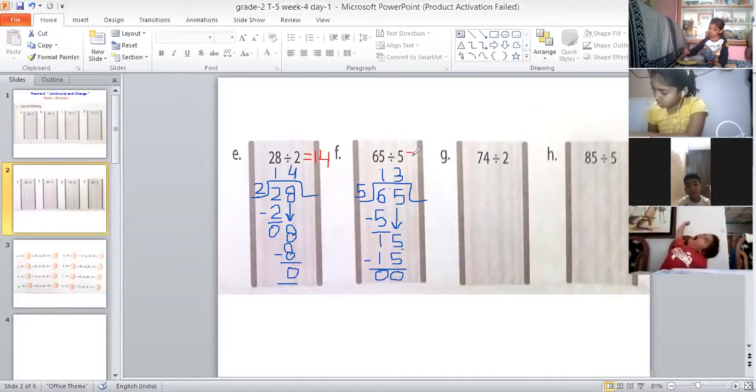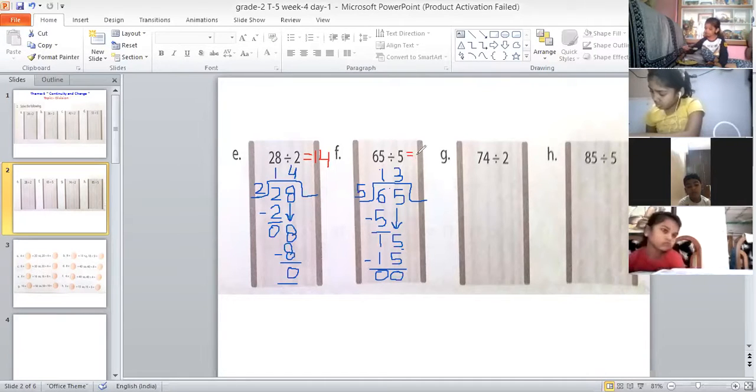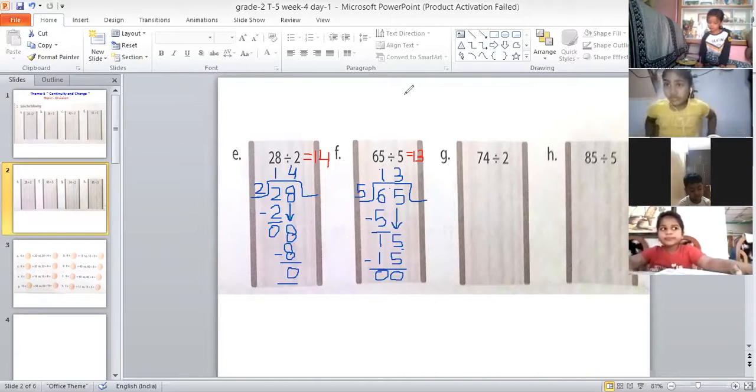13. Very good. Our quotient is 13. So our answer is also 13 here. So we'll be writing this 13 beside this question. That's correct. Okay, Shrivas, you read next question.